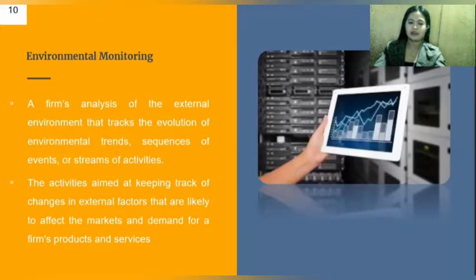Next is environmental monitoring. Companies need to monitor the external environment in order to identify potentially disruptive changes and respond to them before it's too late. It appears that many firms still monitor the environment by using practices, tools, and techniques that were developed in the post-war era, when the outside environment was not as volatile and fast-changing as it is today. Environmental monitoring is a firm's analysis of the external environment that tracks the evolution of environmental trends, sequences of events, or streams of activities.